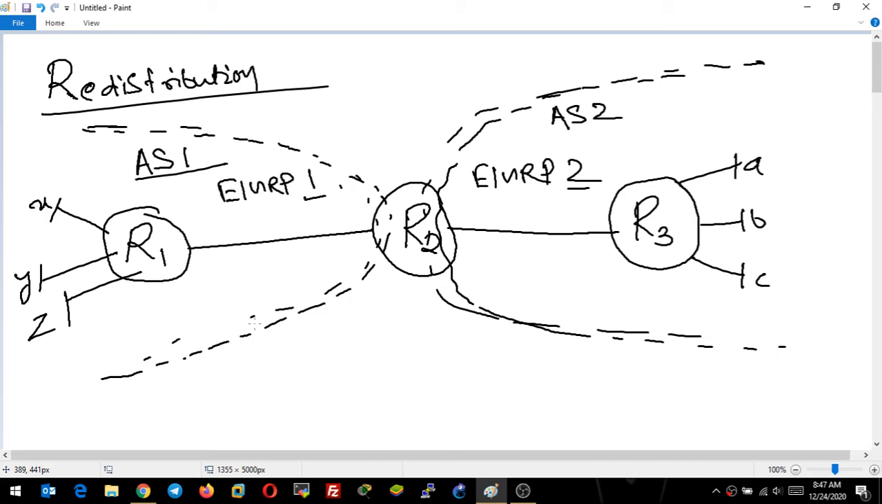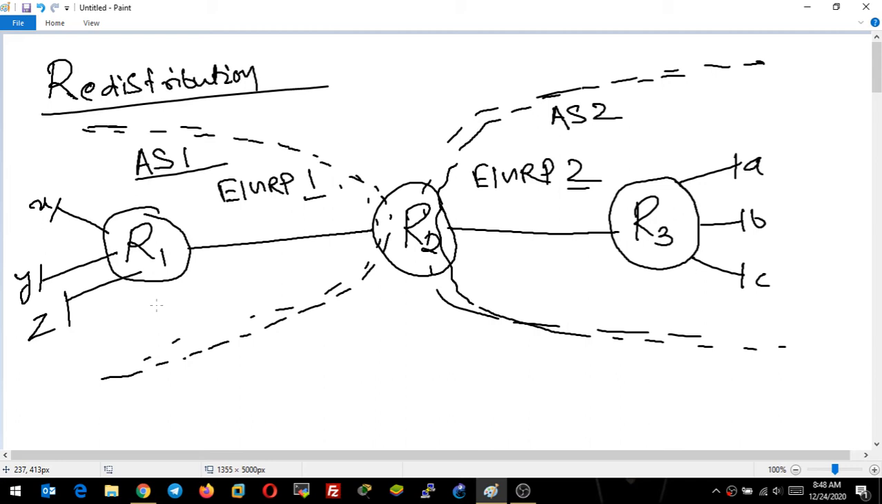But in this scenario the problem is, if I go to R2, at R2 I can see the XYZ network being received from R1 and the ABC network being received from R3. Still, in this scenario R2 is connected to both autonomous systems, working as a border router connected to two autonomous systems, so we can also call it a border router.